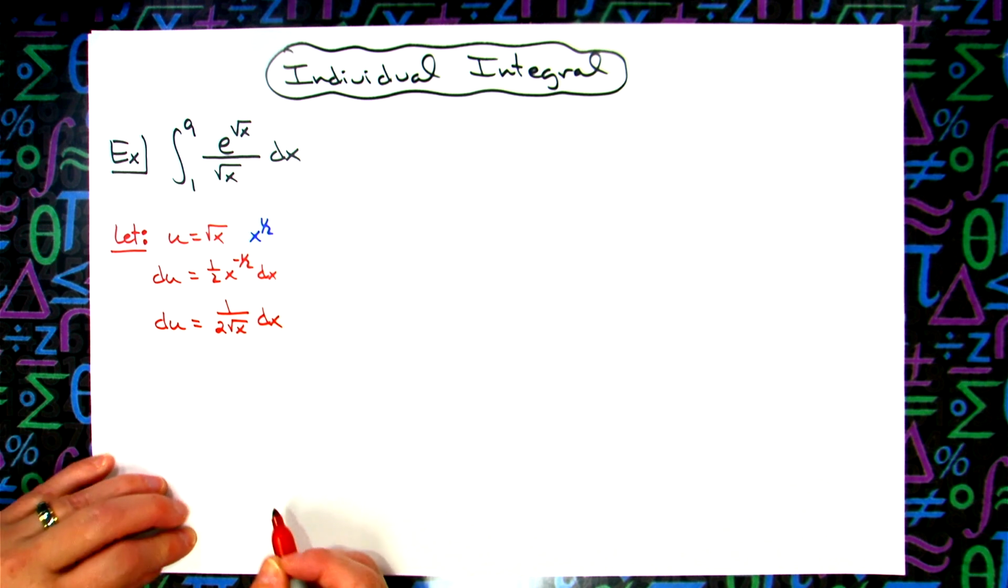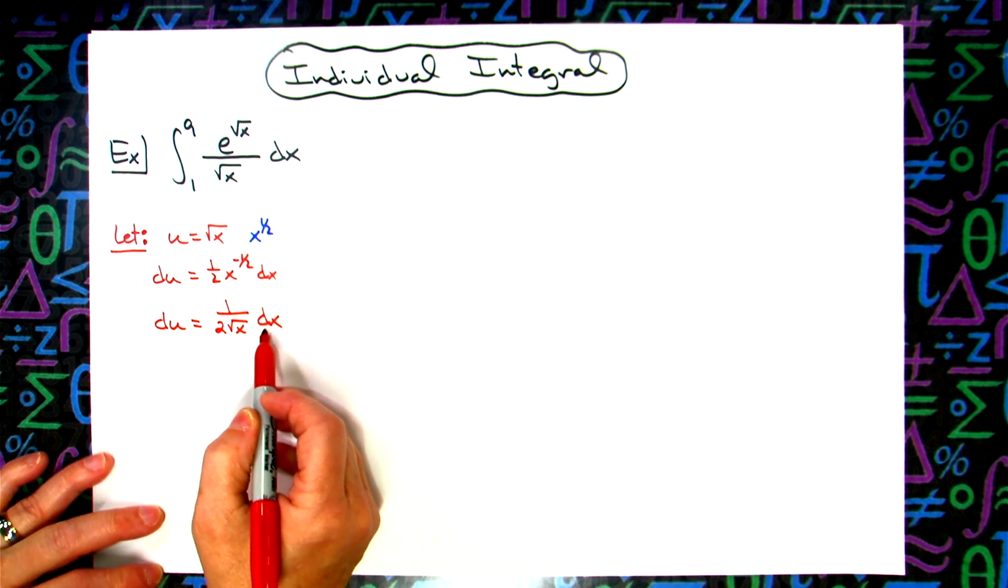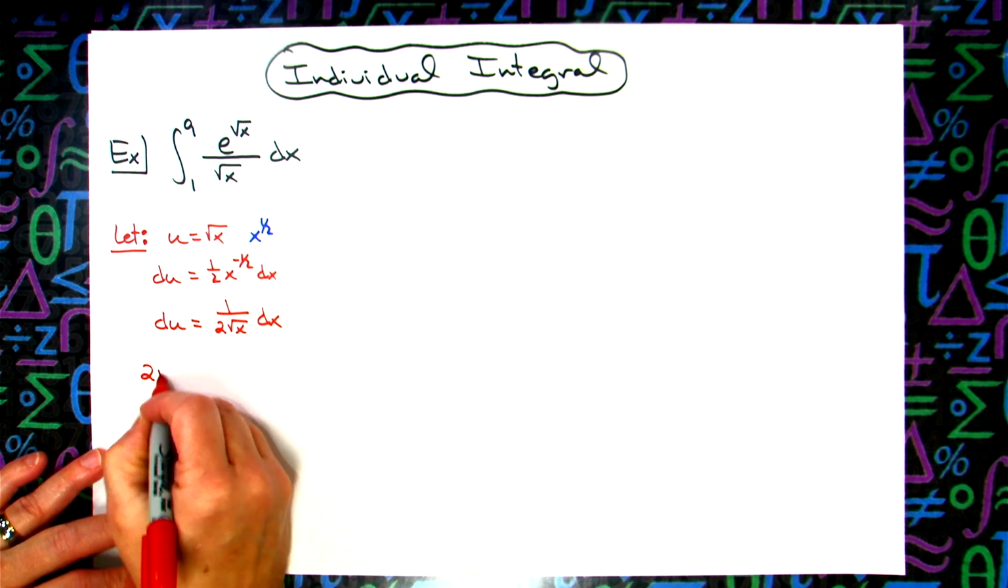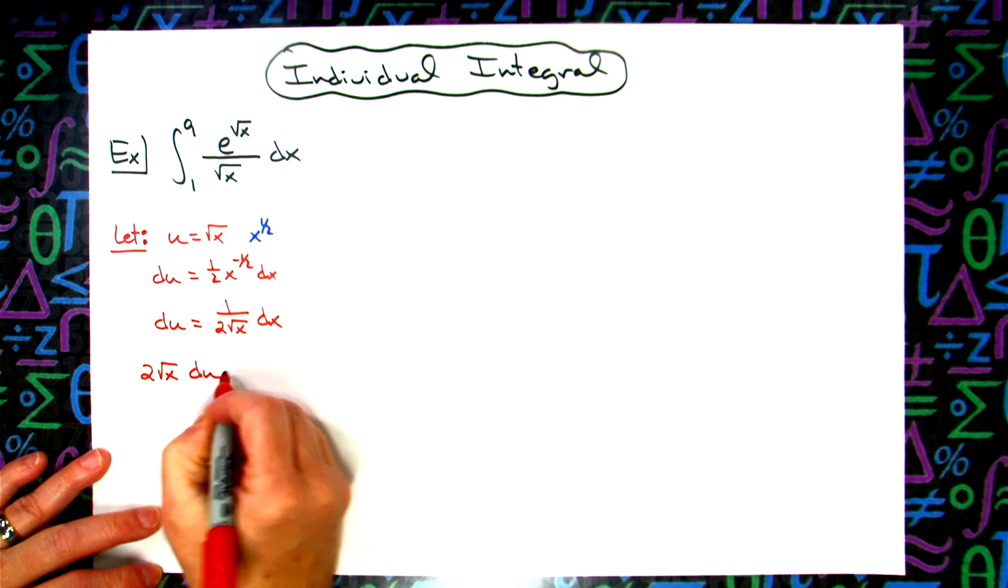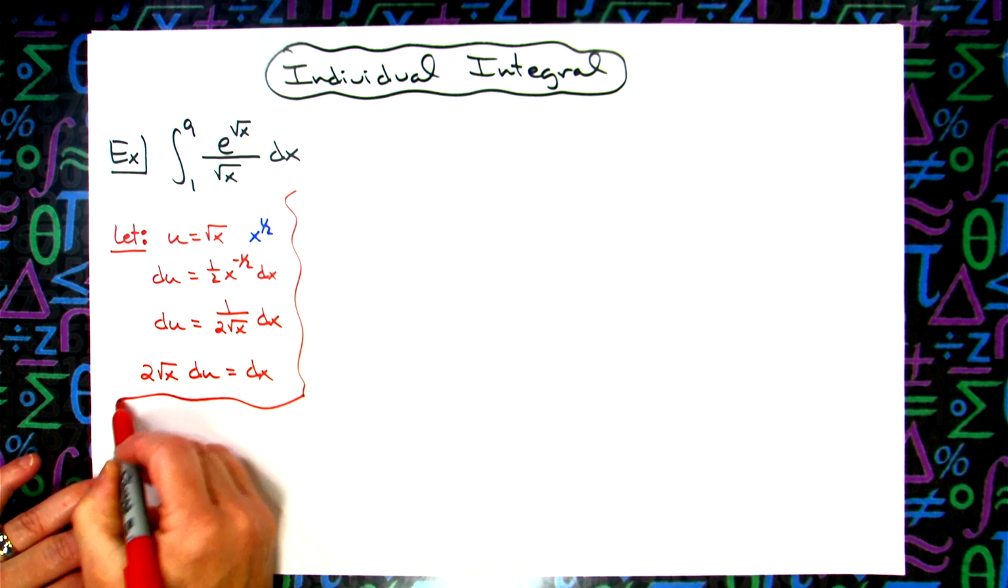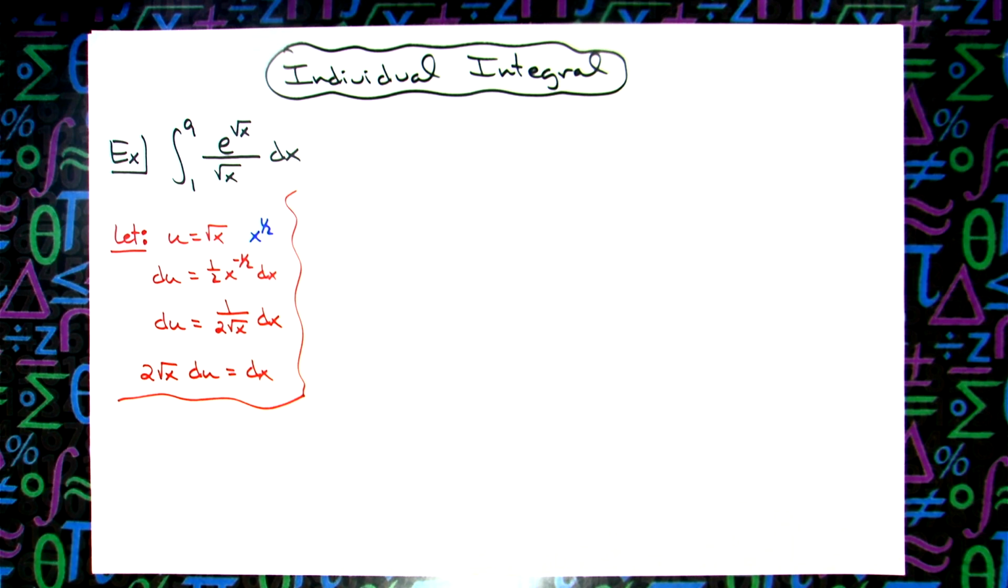Now I'm going to want to go ahead and solve all the way down for my dx. So we'll multiply both sides by that 2 square root of x. So 2 square root of x du is equal to dx. All right, now from there, we'll come right back up here and we'll start doing our u substitutions.